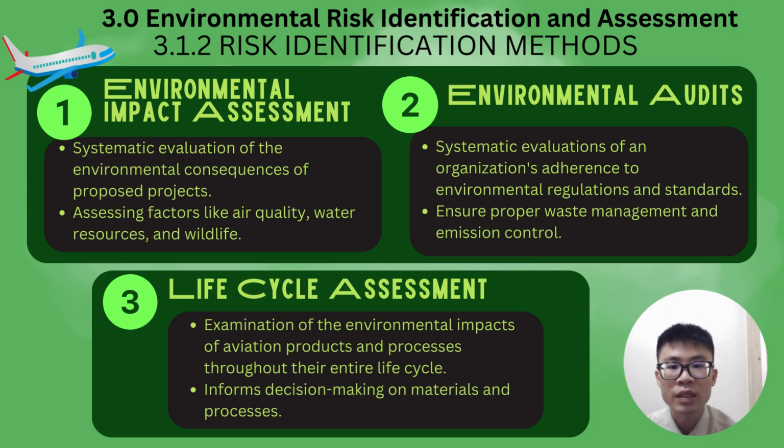The first method is environmental impact assessment. This is a systematic evaluation of the environmental consequences of a proposed project, assessing factors like air quality, water resources, and wildlife. The second method is environmental audits. This is a systematic evaluation of an organization's adherence to environmental regulations and standards, and this ensures proper waste management and emission control.